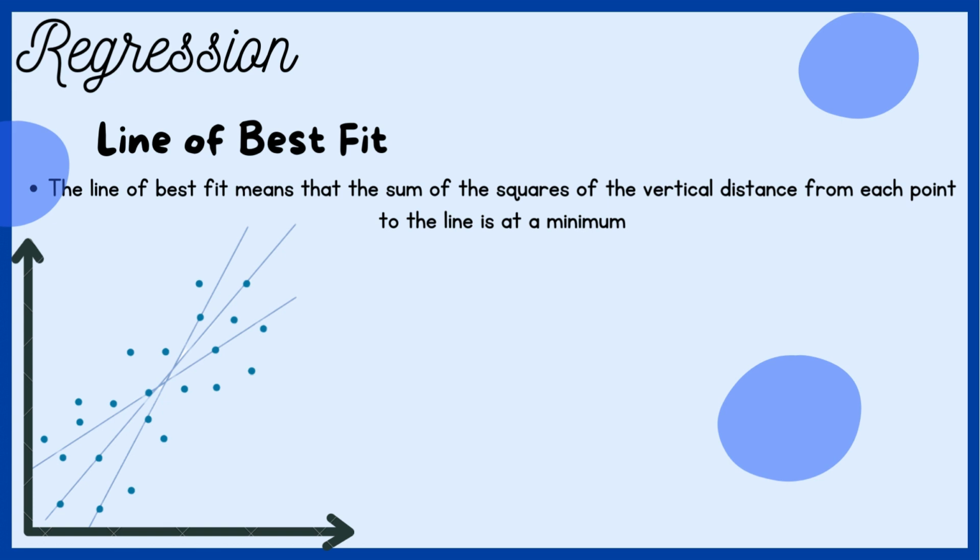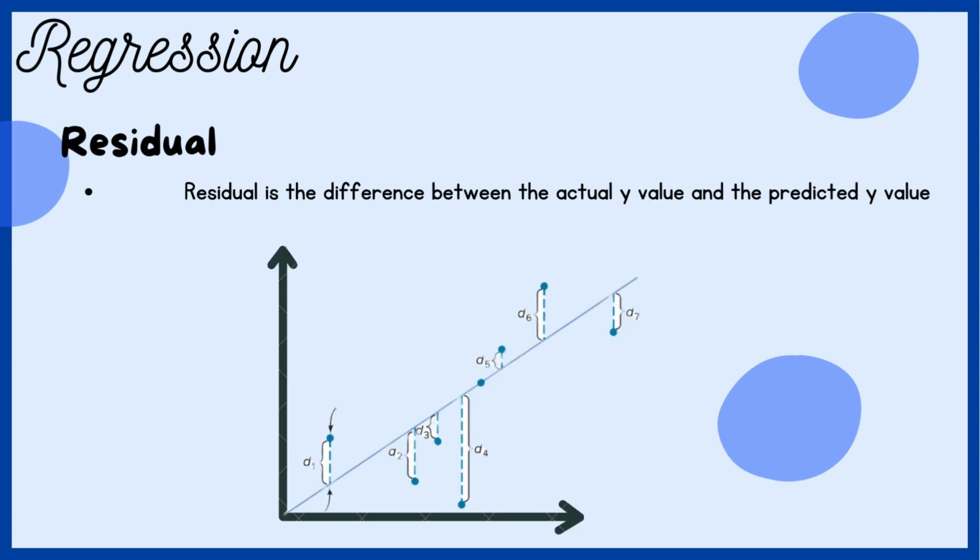Line of best fit. The line of best fit means that the sum of the squares of the vertical distance from each point to the line is at a minimum. Residual. Residual is the difference between the actual y value and the predicted.